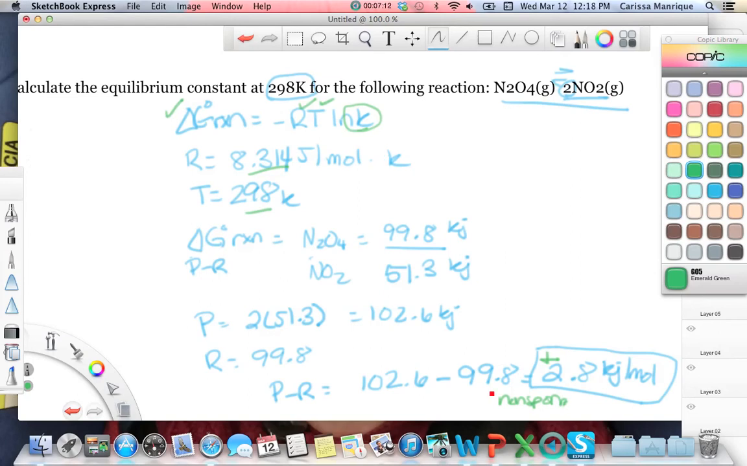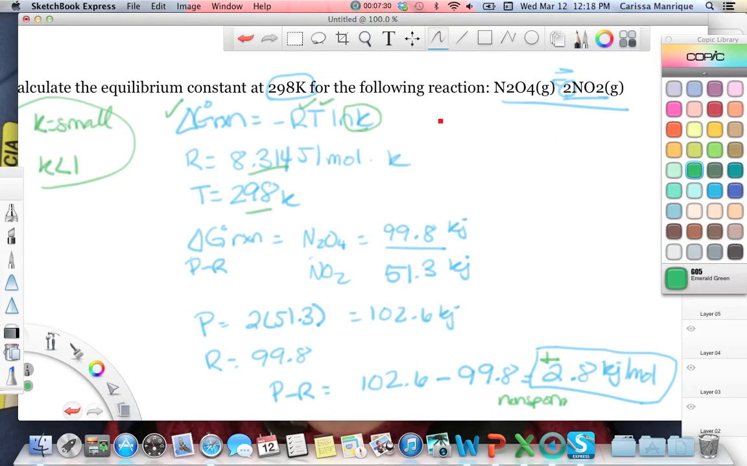Okay, so let's predict some stuff that we would know about K. Well, if this is non-spontaneous, will K be large or small? Well, if it's non-spontaneous, that means we didn't make a lot of product. So we're going to predict K is small. So K is going to be less than 1. Okay, so let's make sure that's what we should get.